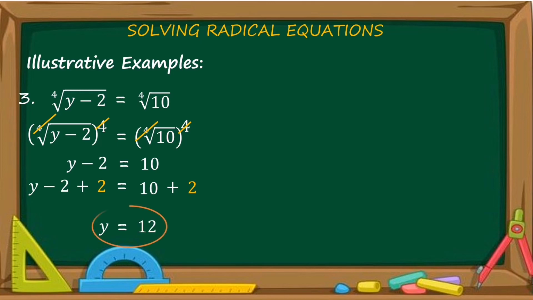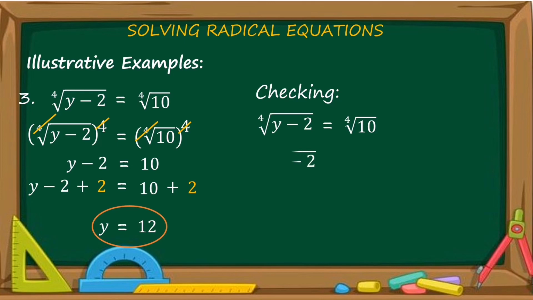So our solution is equal to 12. Now let us check. The fourth root of y minus 2 is equal to the fourth root of 10. Let us substitute for the value of y, which is 12. That is the fourth root of 12 minus 2 is equal to the fourth root of 10, which is the same as the fourth root of 10 on the right side. So meaning to say, our solution is really 12.